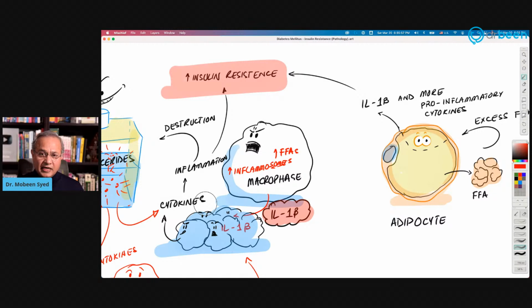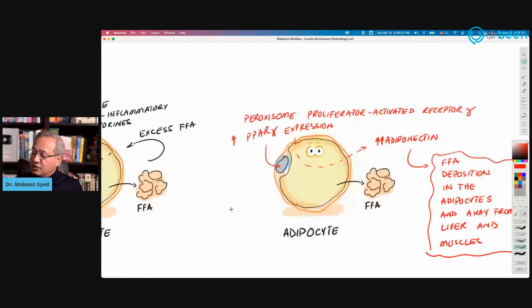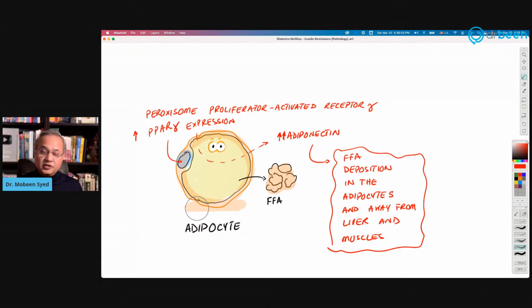So adipocytes are not helping as well in a situation when there is too much energy available or fats available. Now, interestingly, adipocytes can go the other way as well, and we have a set of drugs that help this way. Adipocytes have a gene in their nucleus, actually all of our cells do, but adipocytes use it more often. That gene is called peroxisome proliferator activated receptor gamma.